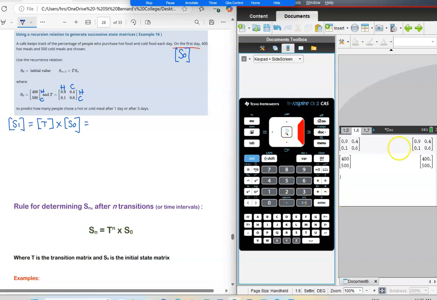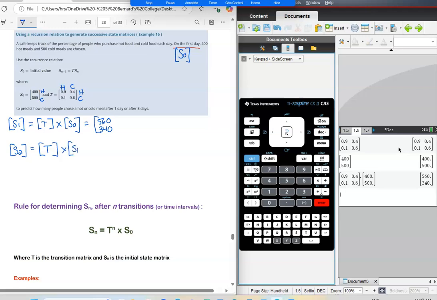Okay, so we're going to do the transition times the S0 and press enter. So here we go. S1 ends up being 560 and 340. Now for us at the moment, to get to S3, I need to use S2 because we need to use the one before.